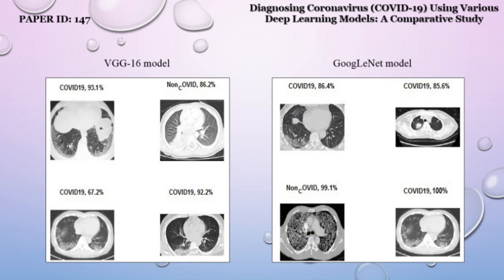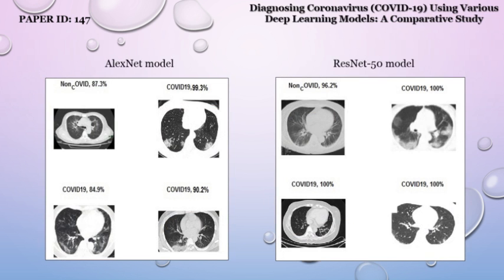These figures show samples of the results for the VGG and GoogleNet models, and these for AlexNet and ResNet models. You can see the high accuracy of ResNet. This is non COVID-19. This is infected by COVID-19.